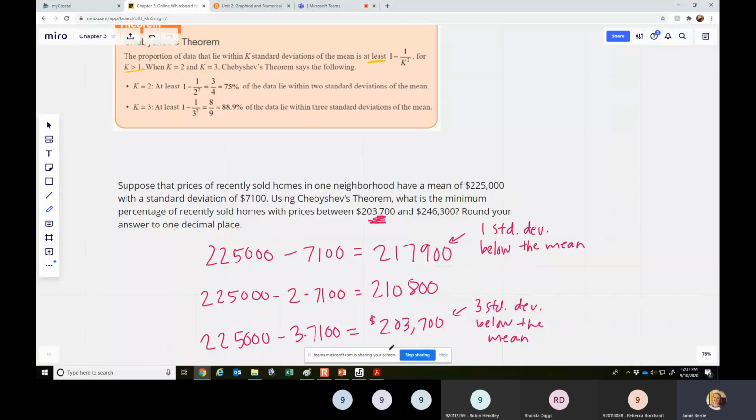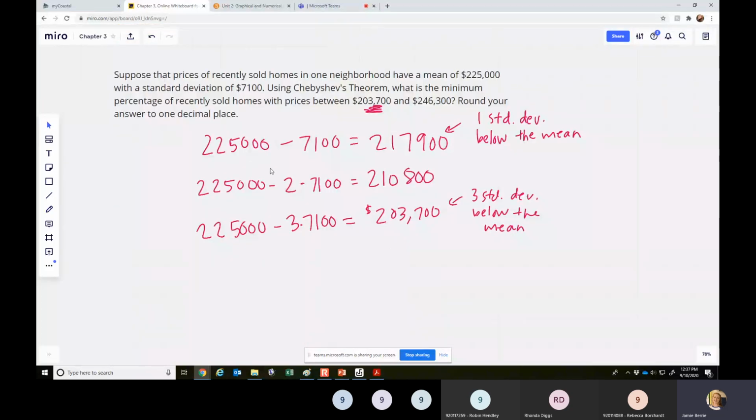We just want to confirm and make sure that this is also 3 standard deviations above the mean. So let's scroll down here and check that. I'm going to skip doing all this stuff, and I'm going to go straight to 3 standard deviations above the mean. So I'm going to do 225,000 plus 3 times 7,100. So let's just make sure. Yep, so that's 246,300, which is what we were looking for. So this is 3 standard deviations above the mean.